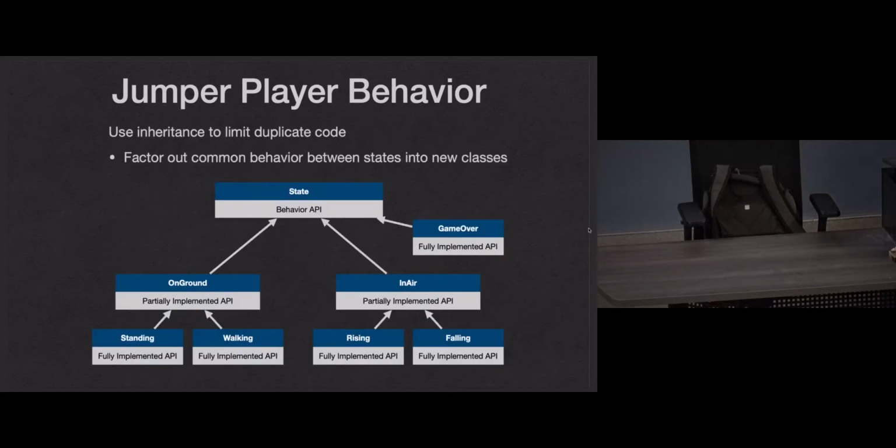There are no questions. So what we could do, and what we have done in the past with the state pattern, is create one state abstract class. And by the way, I used a little bit different notation here, but this is my inheritance structure. This is my class hierarchy, my type hierarchy, whatever word you want to use to describe it. So the arrows mean inheritance. Standing extends on ground extends state.